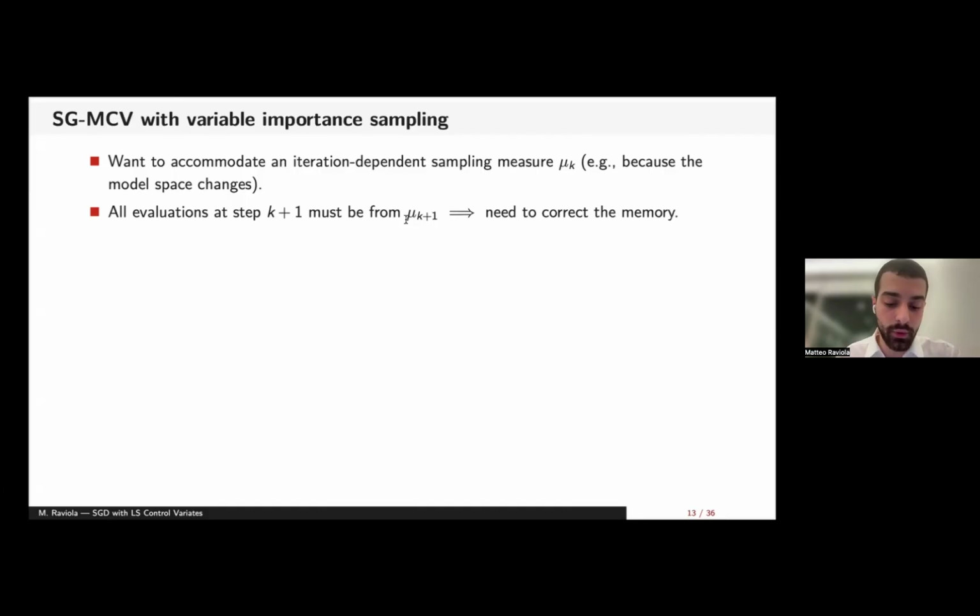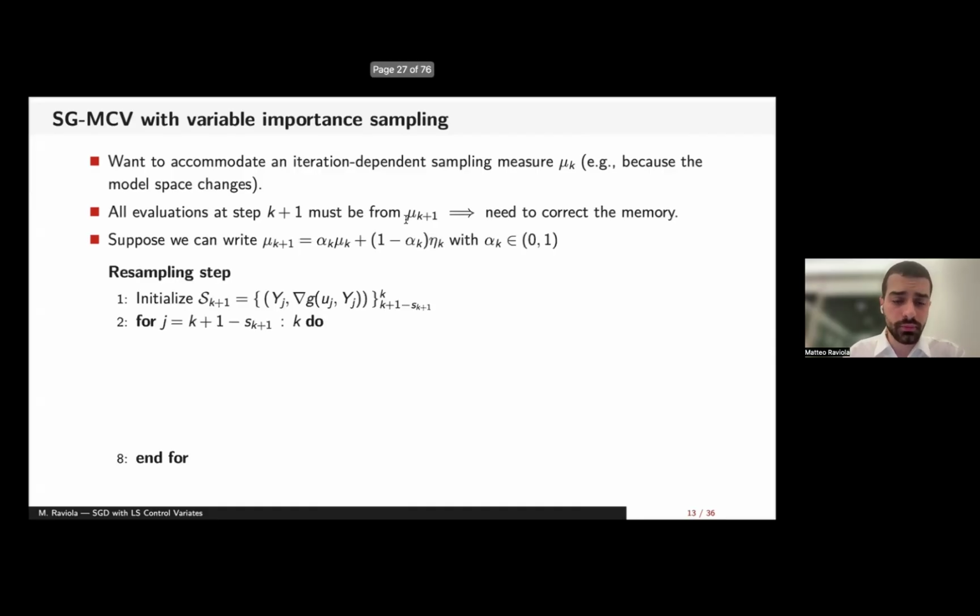And clearly, if we just repeat the previous algorithm, this wouldn't be the case, because then the previous evaluation would be from mu k, the second to last would be from mu k minus 1, and so we essentially would have a heterogeneous memory. So what we need to do is, at each iteration, correct the memory to keep it consistent, right? So we can do this by a resampling step.